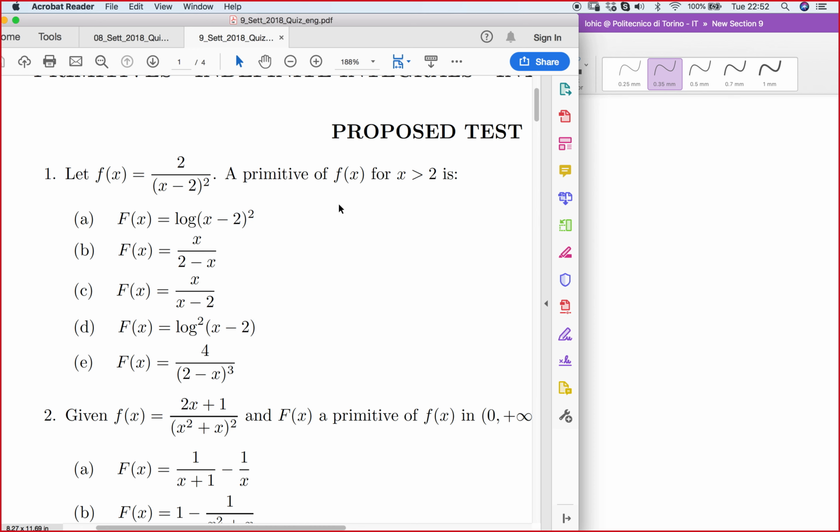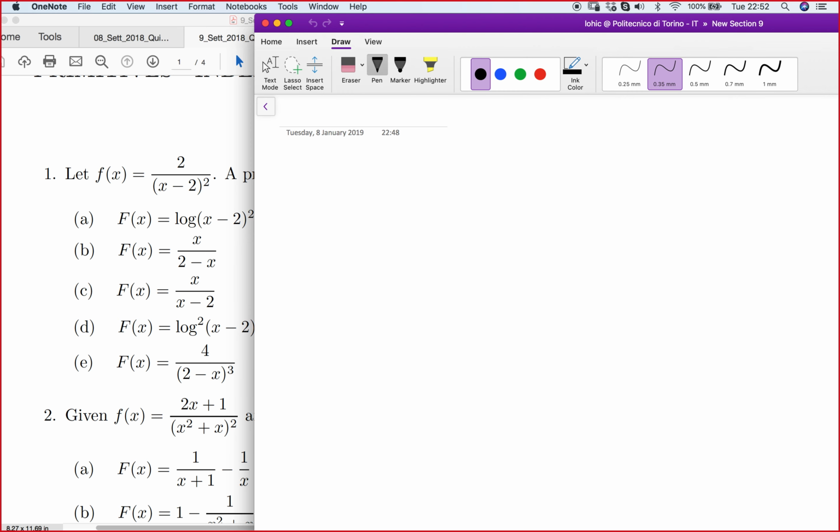To find the primitive of a function, we need to integrate it. So we do the integral of 2 over (x minus 2) all squared dx. This is what we call integrating without the boundaries. Okay, we are finding primitives.